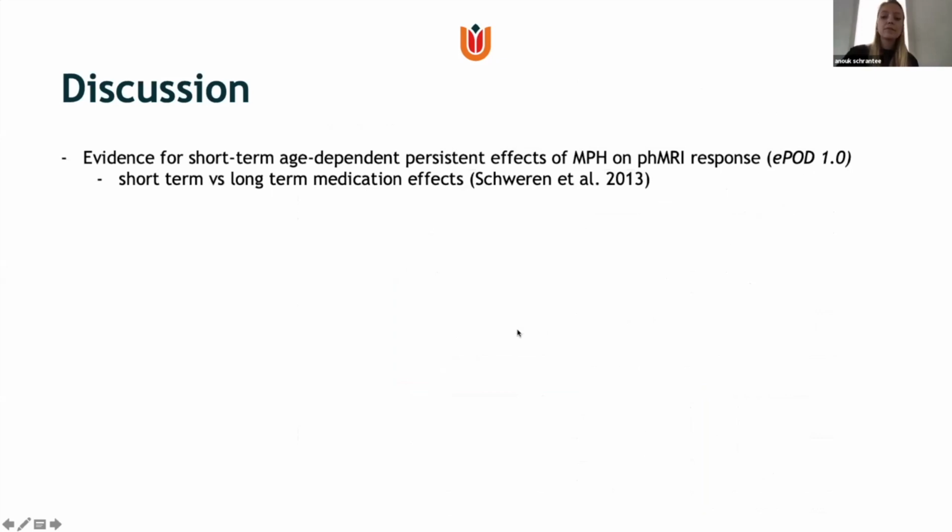So to summarize, we found evidence for short-term, age-dependent, persistent effects of methylphenidate on pharmacological MRI response, but this effect was not associated with the clinical outcome at the time. These effects are after a short washout period, a short treatment period of 4 months, and a short washout. More long-term retrospective studies did not find evidence for effects of medication on brain development, as was shown by another group from the Netherlands. And although these studies are hard to compare, because we use pharmacological MRI, which presumably measures changes to underlying neurotransmitter systems, and they used fMRI, we included medication-naive children, and they included a mix of medication-naive and non-medication-naive children, it seems that although in the short term stimulants can affect brain circuits, there's currently no evidence that this persists in the long term.